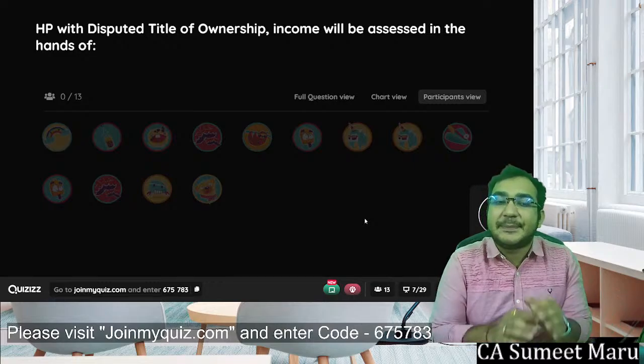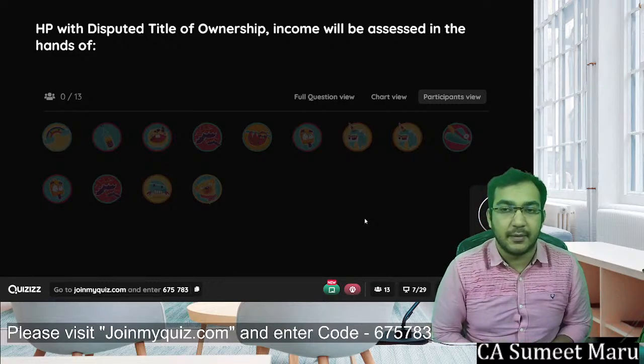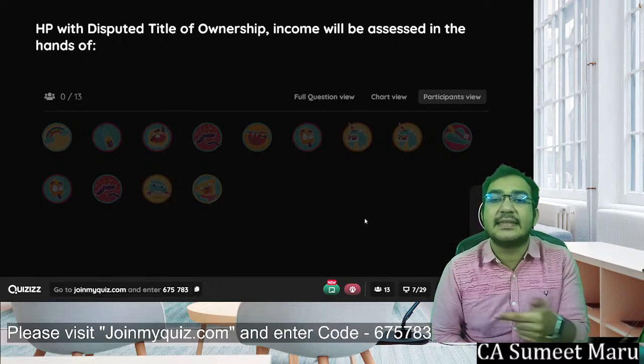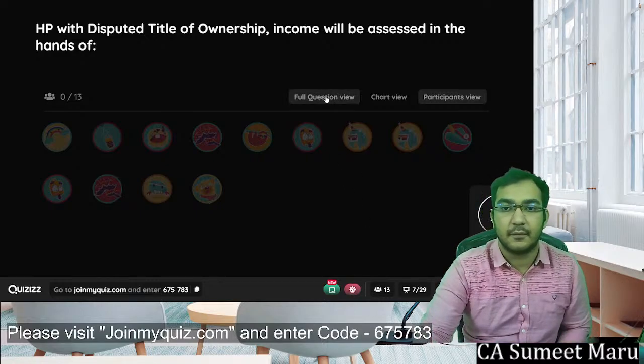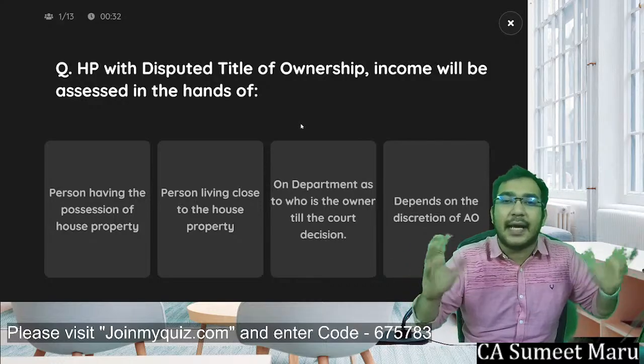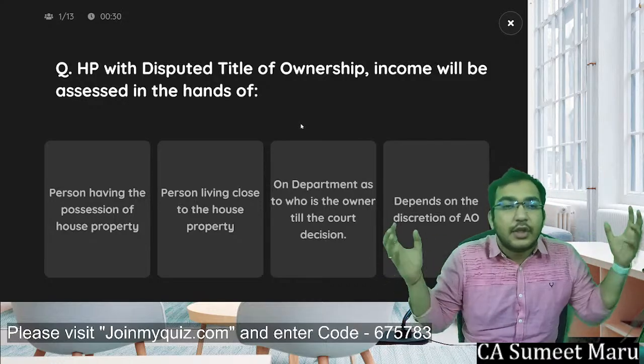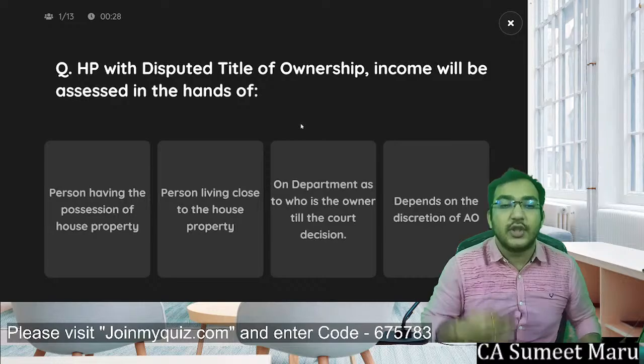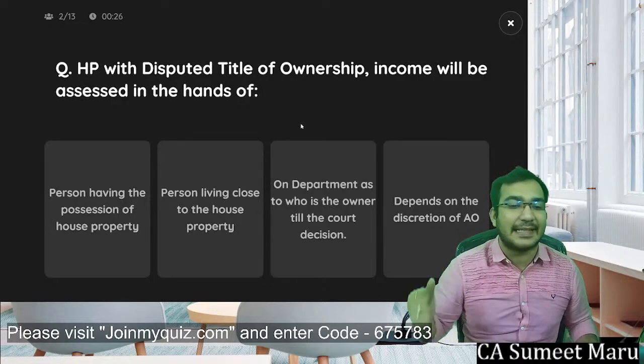House property with disputed title of ownership. Income will be assessed in the hands of. So now house property is there. You are getting a rent, but the title of ownership is not clear yet. दो भाई में झगड़ा चल रहा है. तो इसके ऊपर ये इनकम किसके हाथ में टैक्सेबल होगी?